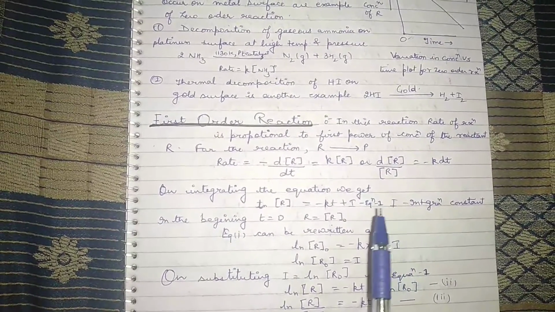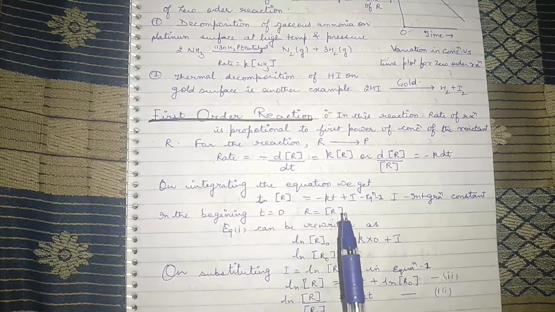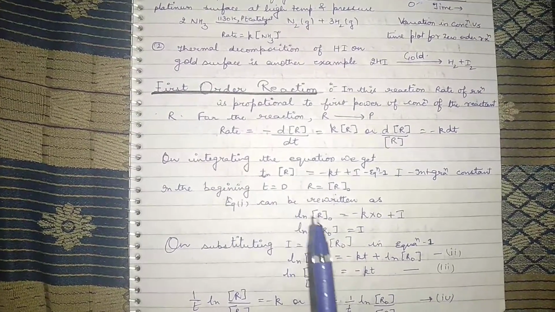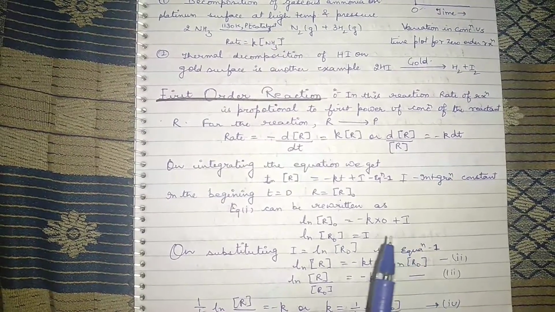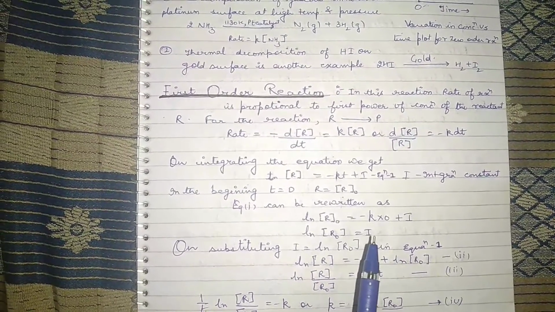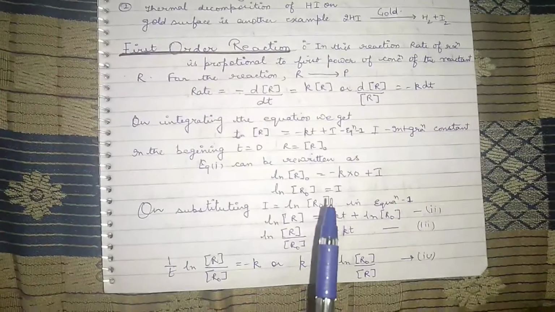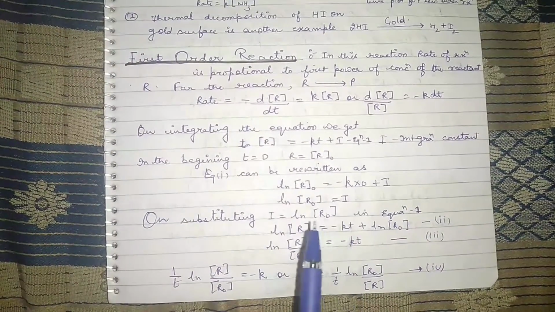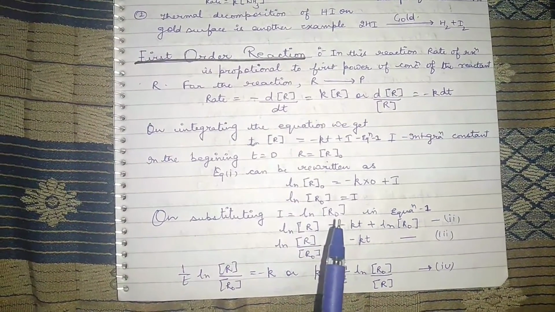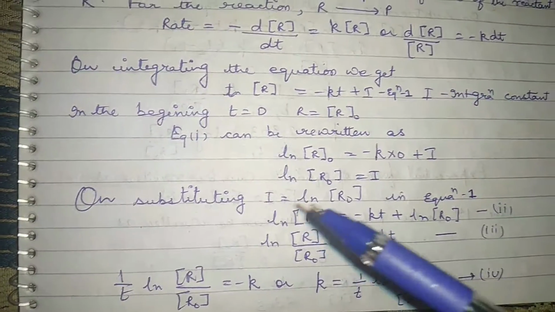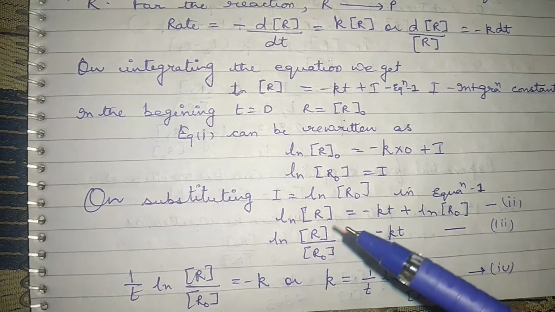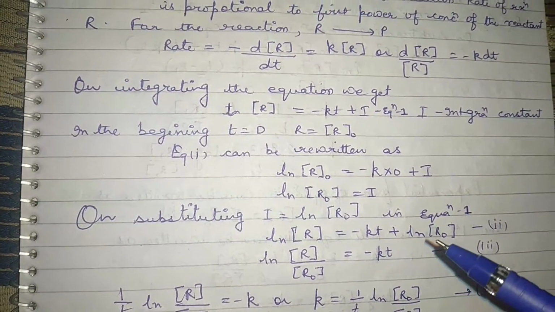So in the beginning, we consider at time 0, r is equal to r naught. So equation 1 would be ln r naught is equal to minus k into 0 plus I. So ln of r naught is equal to I. The value of I, we can put it here also. So on substituting I, ln r is equal to minus kt plus ln r naught.